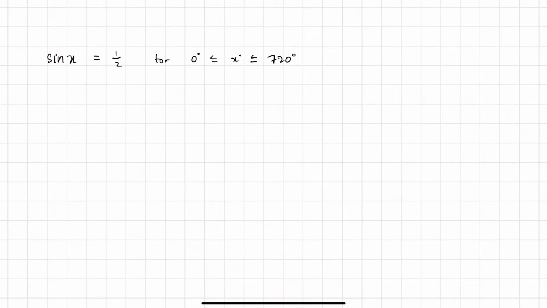Hey, what's up, guys? Let's go through this trig question. Now, the main point for this video is the idea of an altered domain. Basically, we've been doing questions that were for the domain of 0 to 360, but now we have different domains. So in this case, 0 to 720.